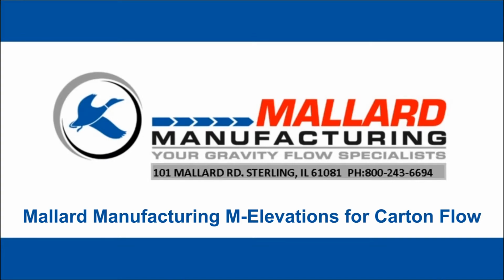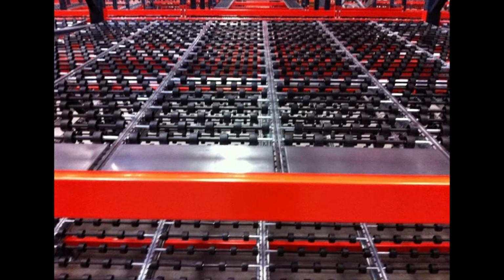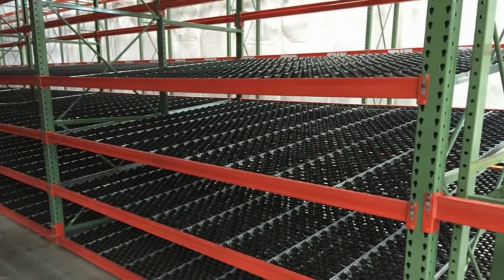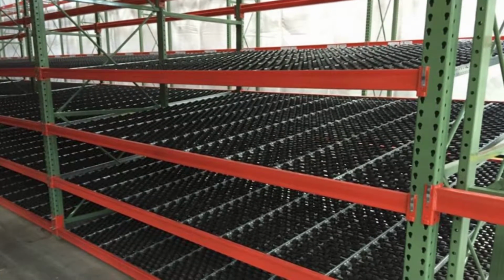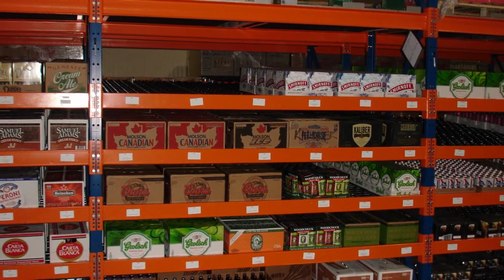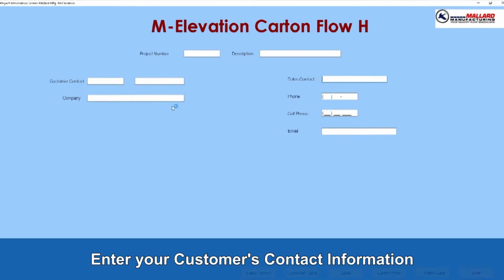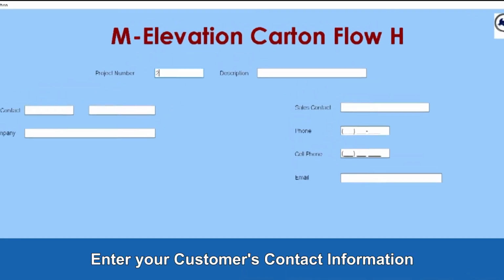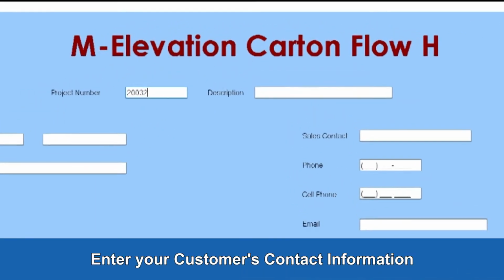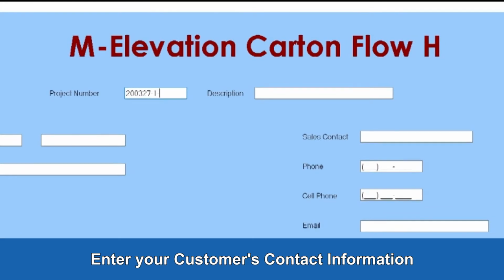Mallard's M-Elevation program brings your Carton Flow concepts to life. Our video tutorial will walk you through the process step by step to create your own preliminary Carton Flow system drawings. Start by clicking the New Project button. The first screen provides fields for the customer's contact information and project name so that it can be saved and used on the elevations.